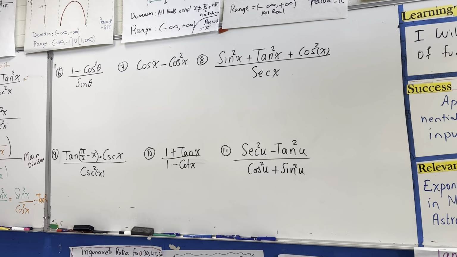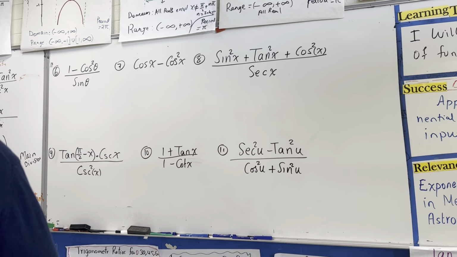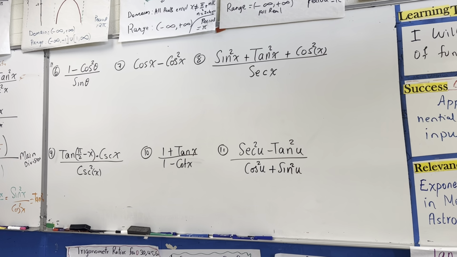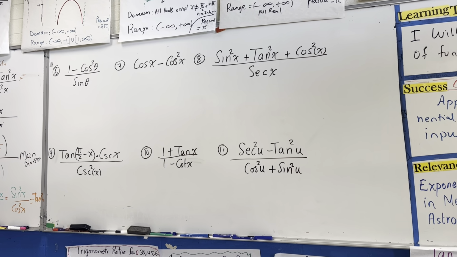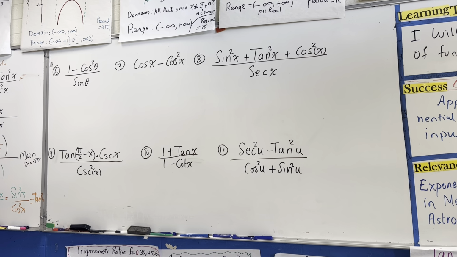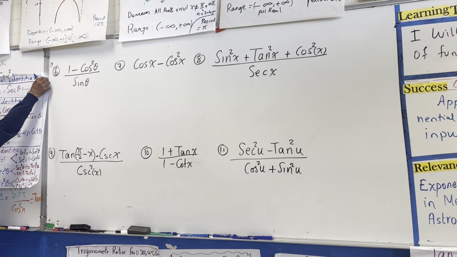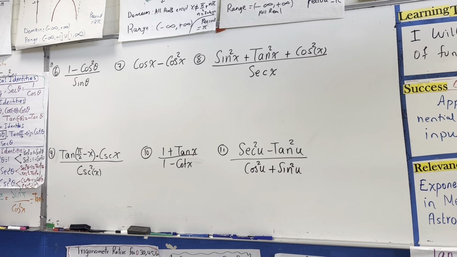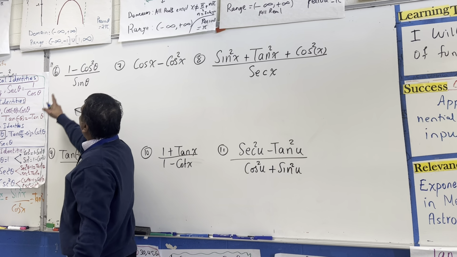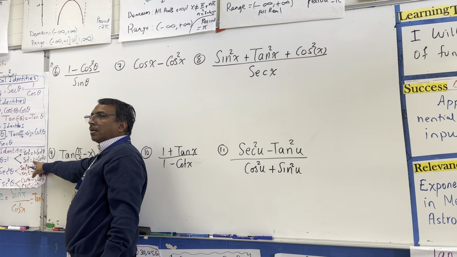Okay, who wants to answer the first one? Problem number 6. Check the chart. Who is going to help me with the formula? 1 minus cosine square. What do I replace? Yes, look at this. 1 minus cosine square, right here?